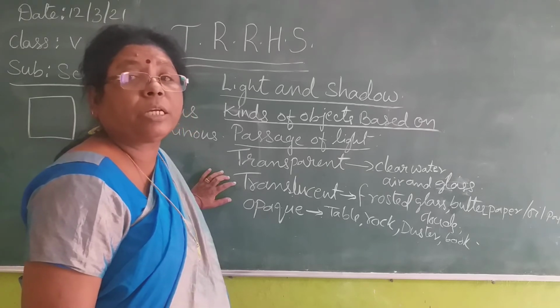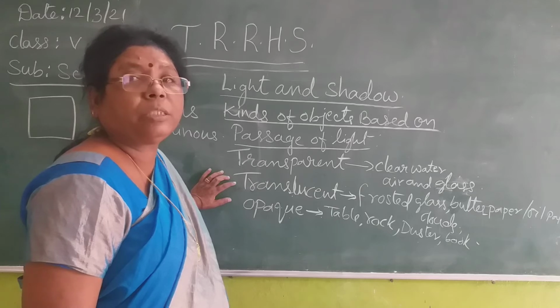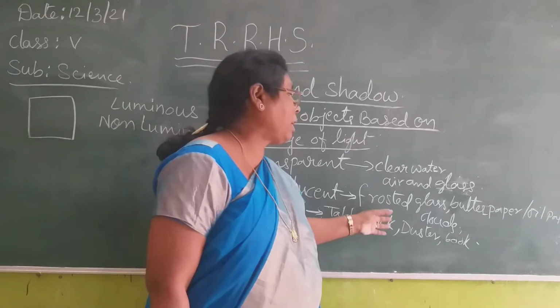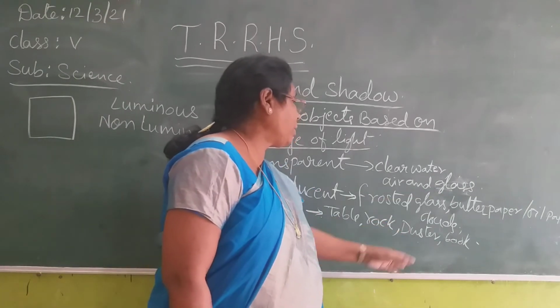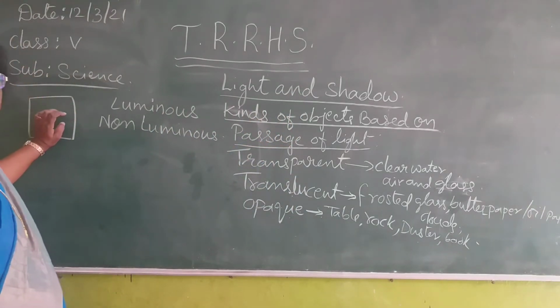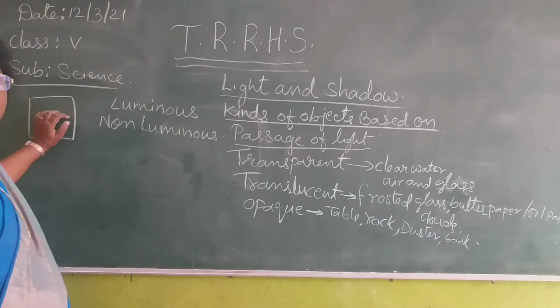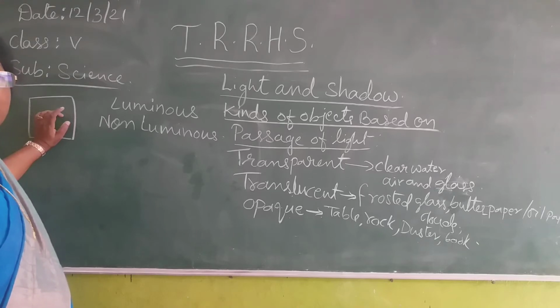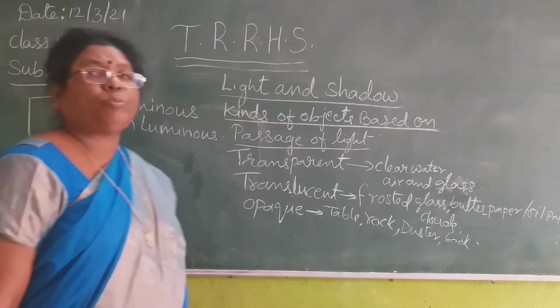You will not see the clear images, isn't it? Examples are frosted glass, butter paper, oil paper. Just now I gave an example. Keep a few drops of oil on the paper and rub it and see the objects. You will not see a clear object, but you can see the objects.